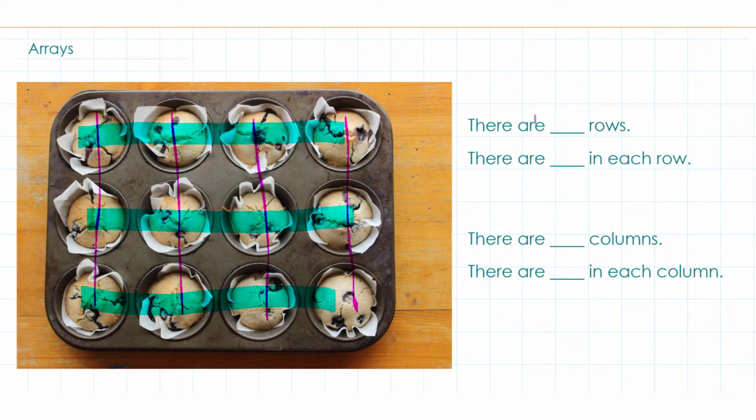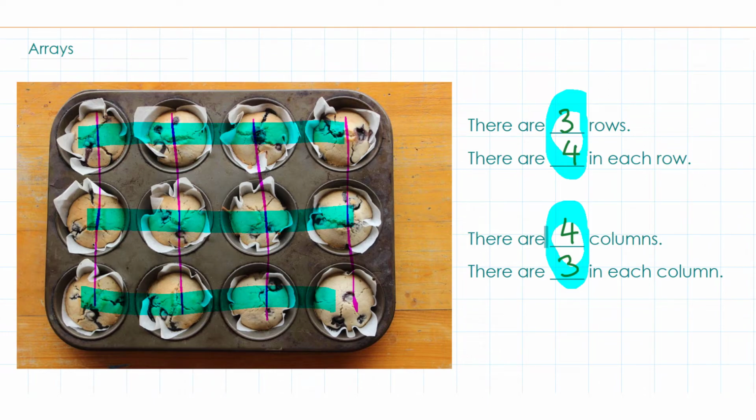What can we say? How many rows are there? There are, what do you think? 3 rows. And how many in each row? There are 4 muffins in each row. And what about the next one? There are 4 columns and there are 3 in each. Isn't that right? Do you notice anything about the numbers? They are the same, just the other way around.